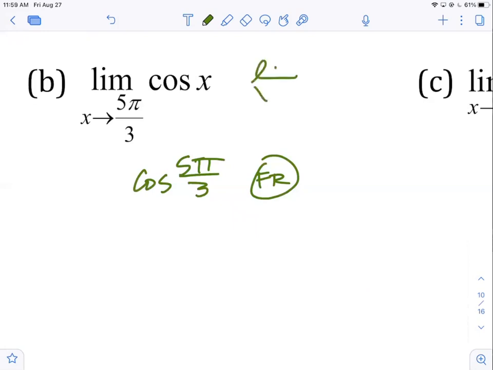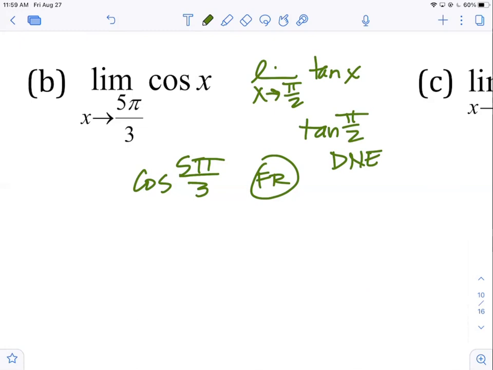If I asked you the limit as x goes to pi halves of tangent of x, and you plug in and get tangent of pi halves, could you stop there on a free response? No, because tangent of pi halves does not exist. So you have to be a little bit careful, but if it's defined, it's good.